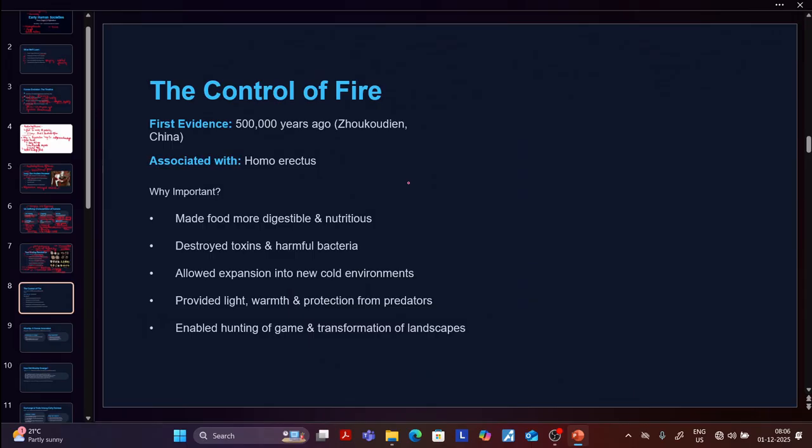But the most transformative technology in early human history is undoubtedly fire. Fire changed everything. The first evidence of controlled fire appears around 500,000 years ago at Zhoukoudian in China, which is associated with Homo erectus. Now, fire could have been used earlier.